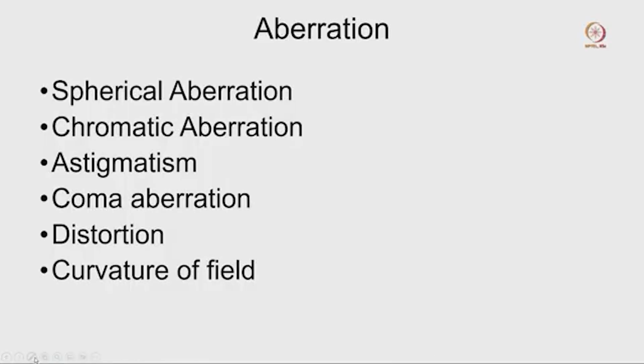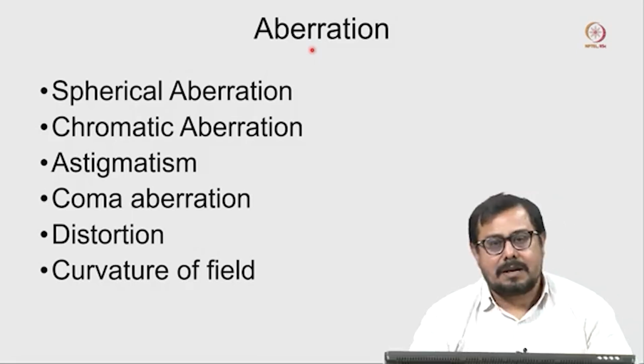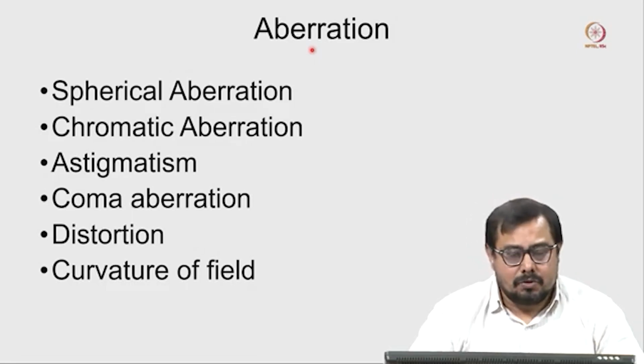So what kind of aberrations are there? Let's take a look. There are majorly 6 aberrations we are getting. There are many other aberrations also. We will discuss how we can classify those aberrations, and those aberrations are going to affect our signal also most of the time.